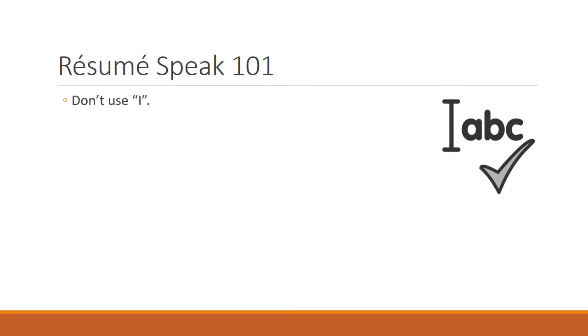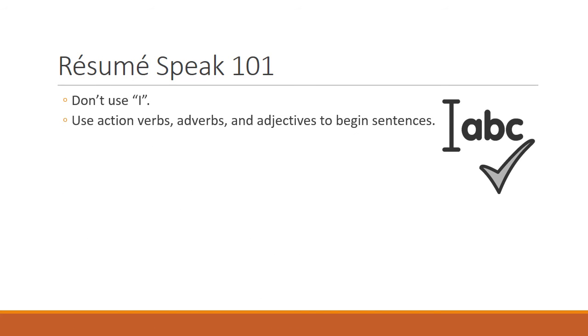So what you do then is you use action verbs, adverbs, and adjectives to begin sentences. So instead of I am a customer service manager, you would just put customer service manager offering 5 years experience if you're going to start with a noun. If you're going to do action verbs, you're going to talk about accomplishments or duties. Instead of saying I ran the customer service team, you would just put oversaw customer service team. Okay? So you start with action verbs, adverbs, adjectives to begin sentences.